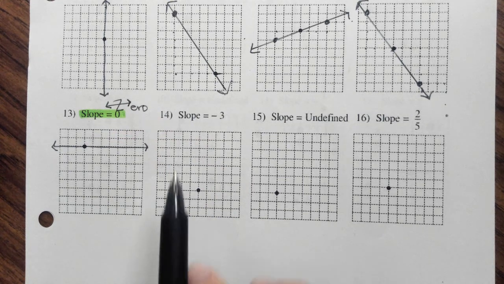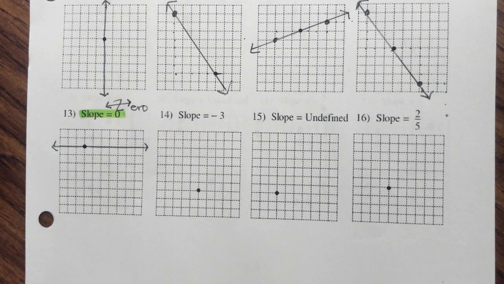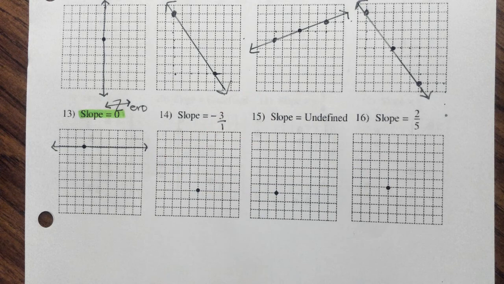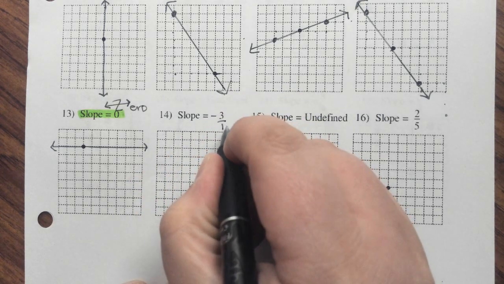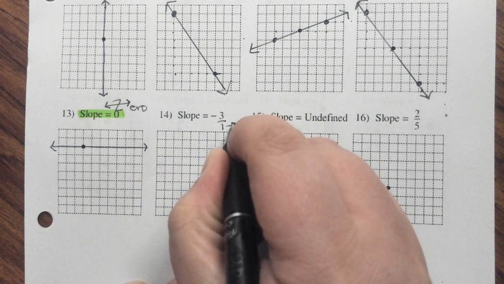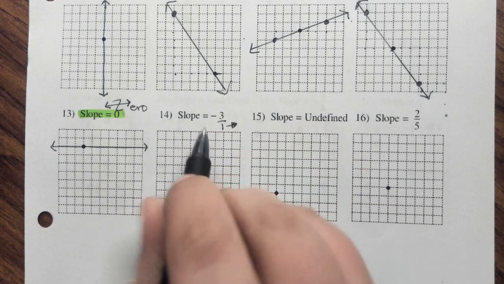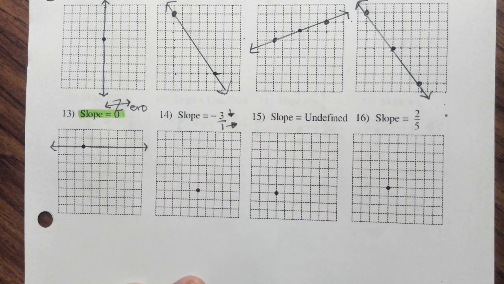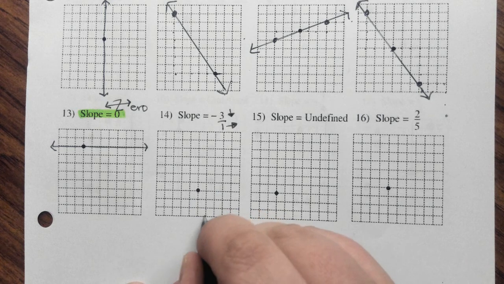Number 14 says the slope is -3. Well, that's a negative whole number. And we know that whole numbers have a denominator of 1. I need to go to the right first, so I run to the right once. Since this is negative, I'm going to go down 3 times. So starting at this point, I go to the right once and down 1, 2, 3.